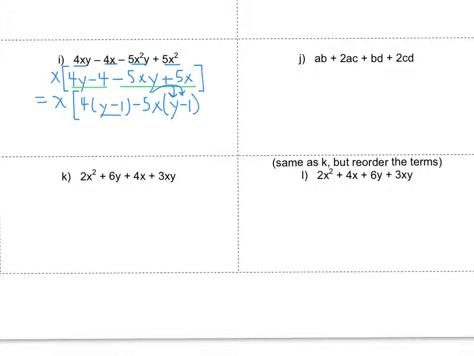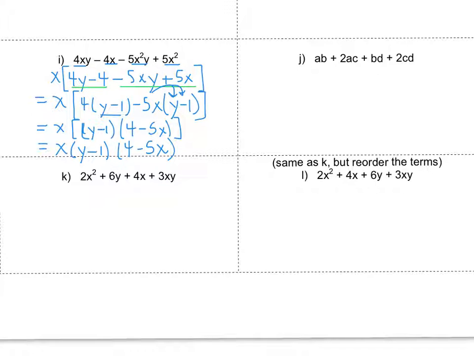All right, and I can close the square bracket now, and then I have my x out front. It's going along for the ride. My y minus 1 is the common factor, and my other bracket should have a 4 and a minus 5x. And then you wouldn't normally see the extra sets of brackets there. It would probably just be written as x, and then your bracket of y minus 1, and a bracket of 4 minus 5x. And honestly, order does not matter.